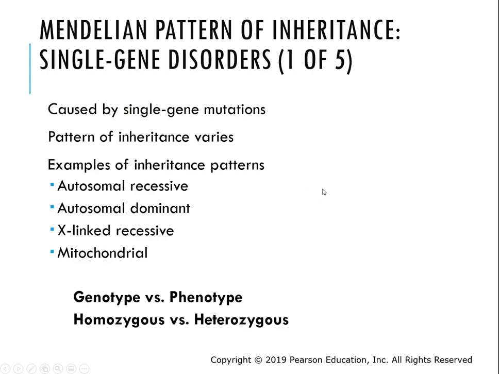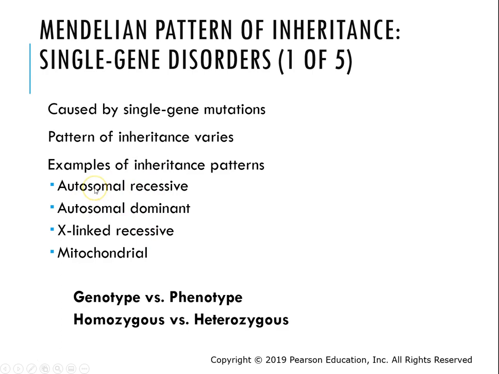I thought for some reason I didn't talk about it that much. But the single gene mutation examples, again, things like cystic fibrosis, sickle cell, you'll see that the pattern of inheritance will vary. These are some examples here. We talk about them as being autosomal recessive or autosomal dominant.